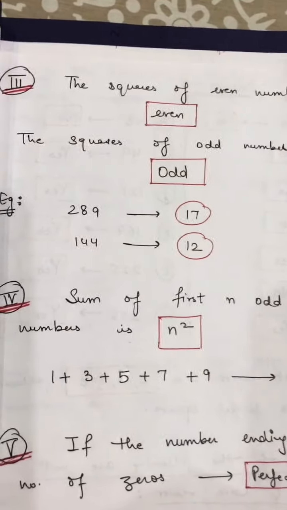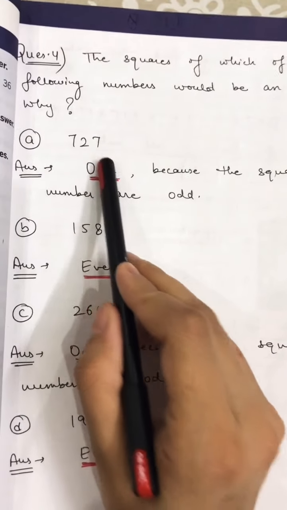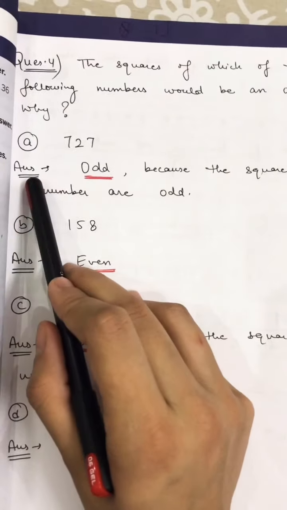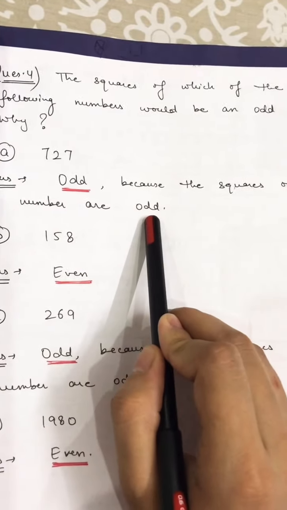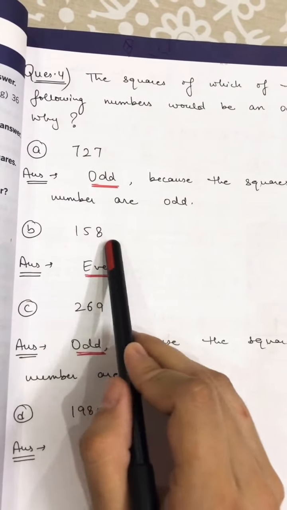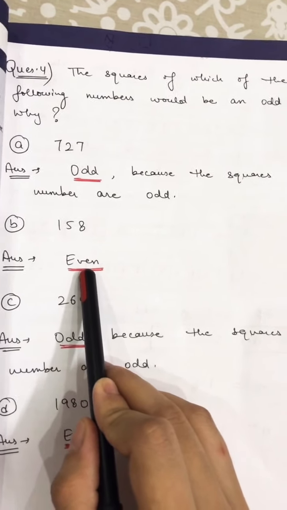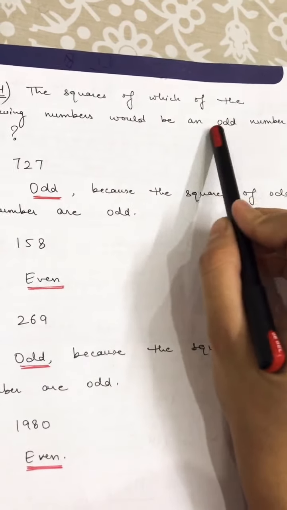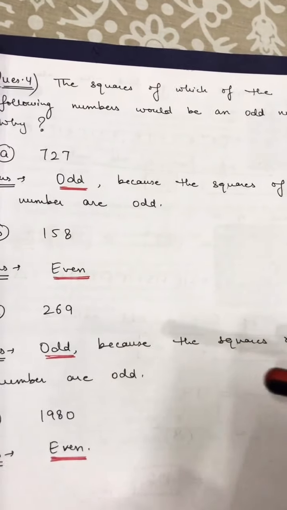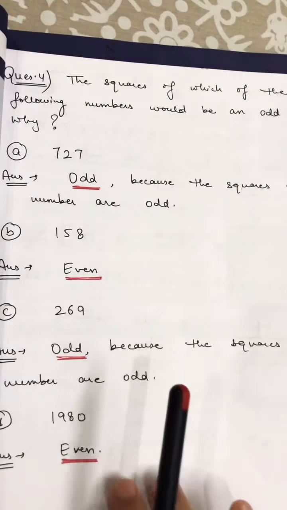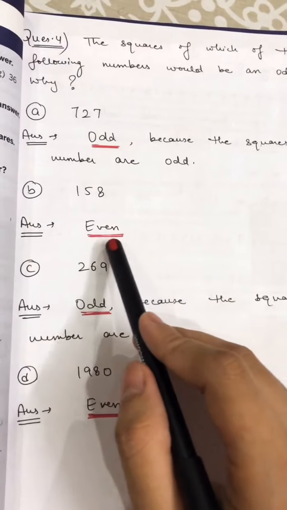You can see that in this question, A part is 727. This number is an odd number. So you can write that this is an odd number because the squares of odd numbers are odd. Next is 158. It is an even number, so the square will also be even. But you have to tell in the question which are odd numbers. Whatever numbers are odd, only there you have to mention the reason. So it is an even number, so no need to mention the reason. You can simply write that it is even.